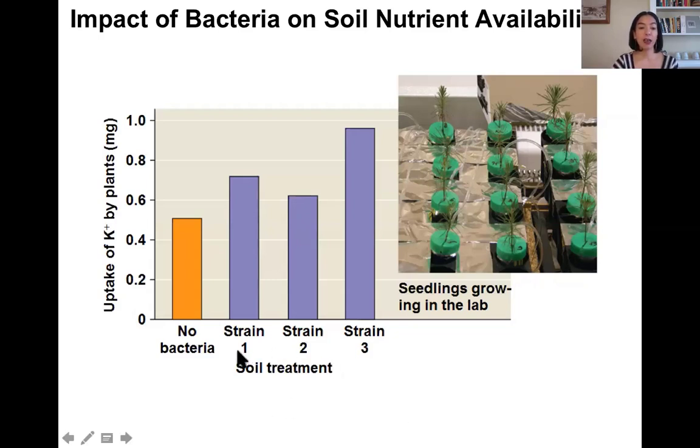This experiment consists of growing plants with soil that has bacteria and soil that doesn't have bacteria, like here. The uptake of potassium by plants is measured on the y-axis. You can see that when there is no bacteria in the soil, this type of beneficial bacteria, not any type, the uptake of potassium is lower versus when we have this strain of bacteria. So some of the bacteria actually can be more beneficial to the uptake of nutrients and minerals in the soil.